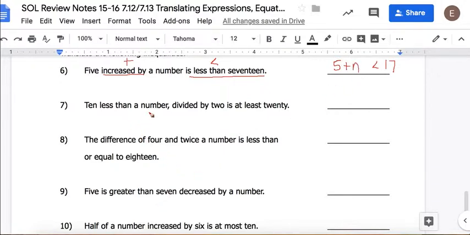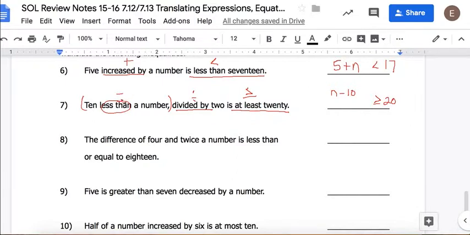Okay. 10 less than a number divided by 2 is at least 20. At least means that or more. So we're going to use a greater than or equal to symbol. So greater than or equal to 20. Now let's figure out the rest. 10 less than a number. And we have a comma, so we group this together. So 10 less than a number, I would write as n minus 10. And then we're going to divide that whole thing by 2.